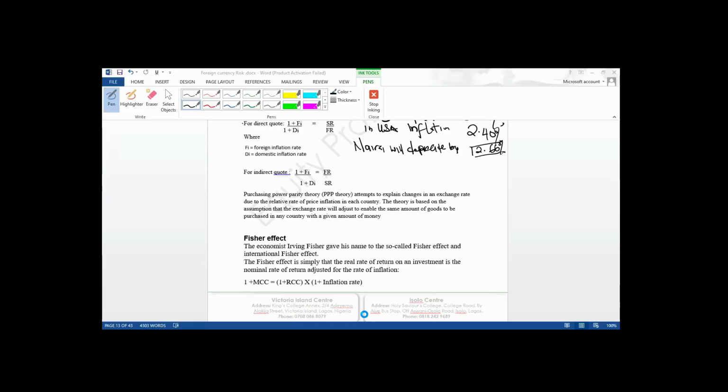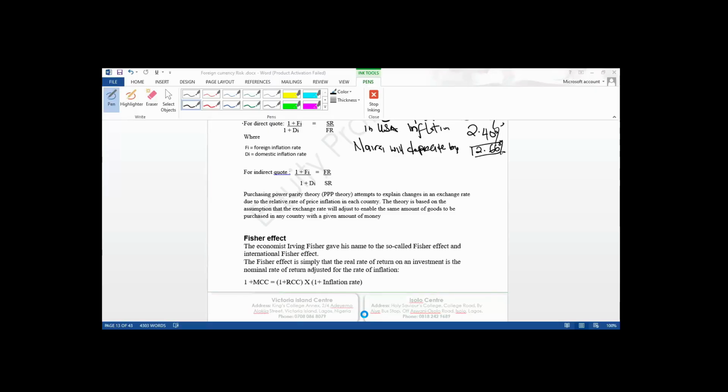Assuming there is no inflation in any country, cost of borrowing in Nigeria will be the same as cost of borrowing in the US. If there is no inflation, interest rate in Nigeria will be the same as interest rate in the US. But because of inflation, inflation affects interest rates, and interest rates affect the value of currency.